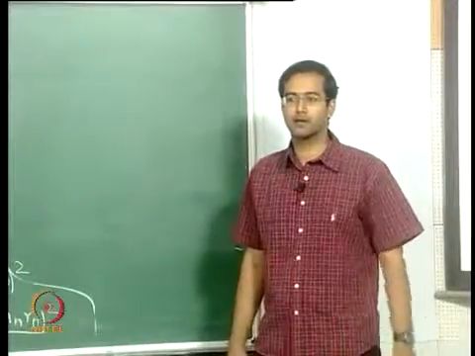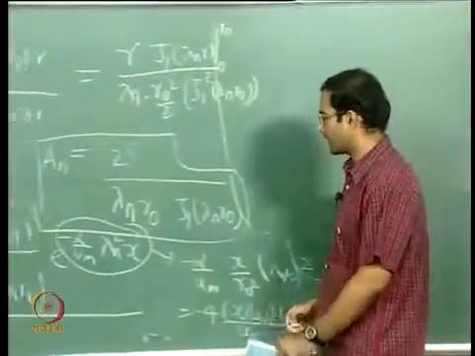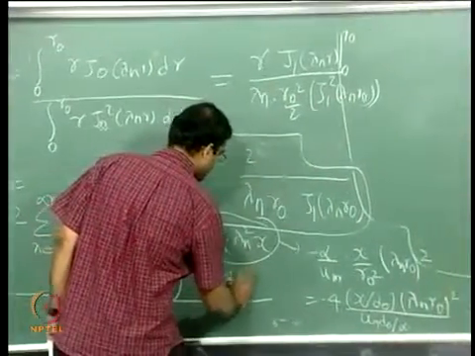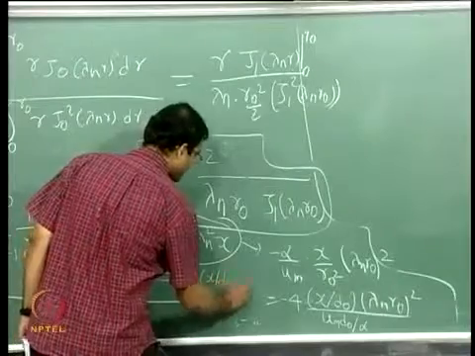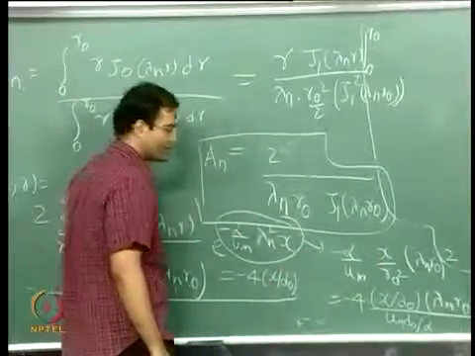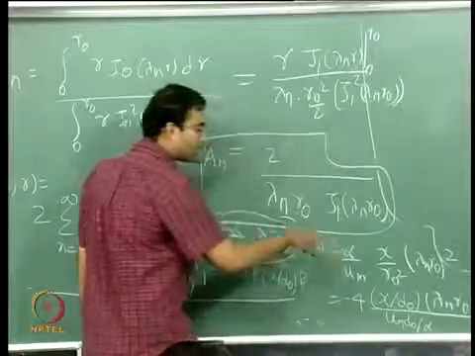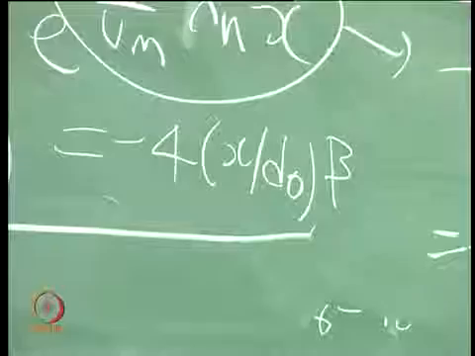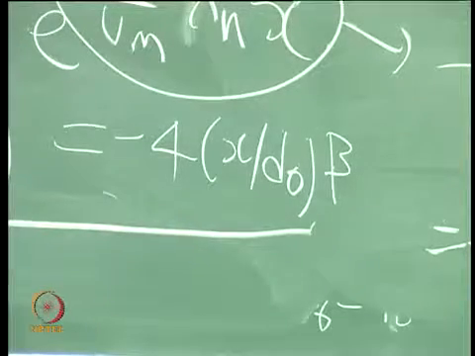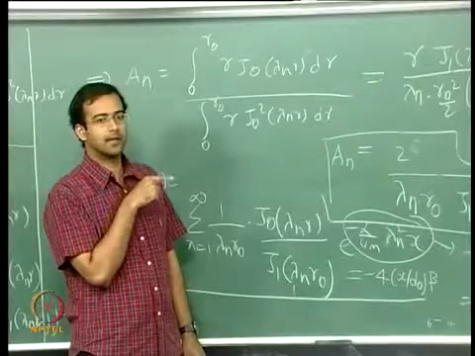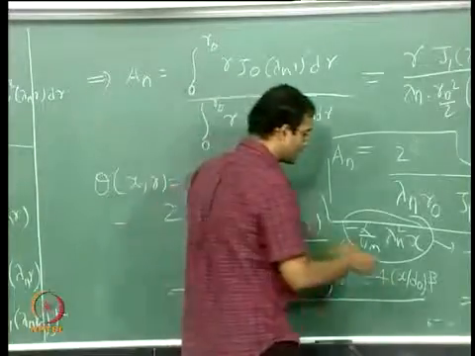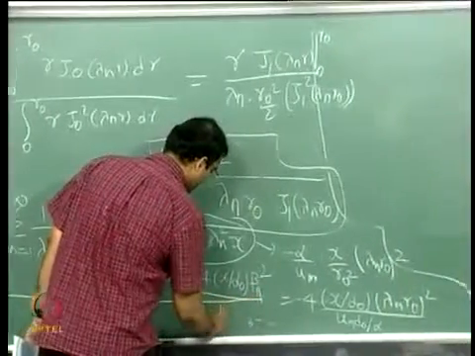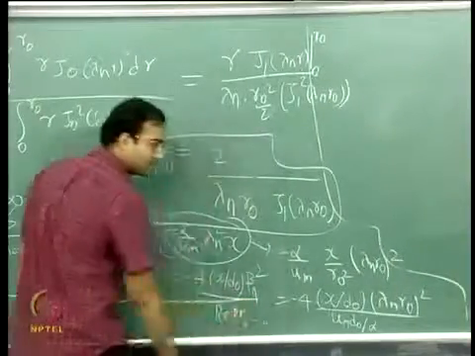So what is d naught by alpha? Reynolds number times Prandtl number. So I can replace this entire thing as a non-dimensional group, which is minus 4 x by d naught, lambda n r naught. I have used the notation beta n, because lambda n has the units of what? What is the unit of lambda? 1 by r. So lambda n r naught will be a non-dimensional group. Therefore I replace that with beta n square divided by Re into Pr.